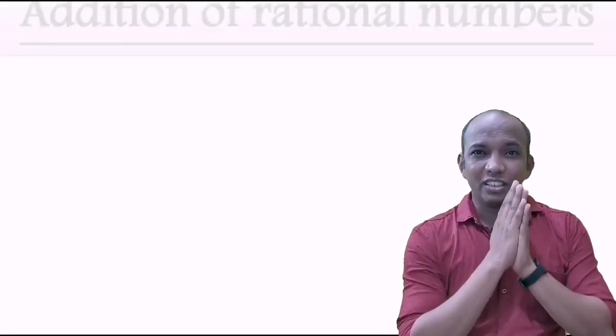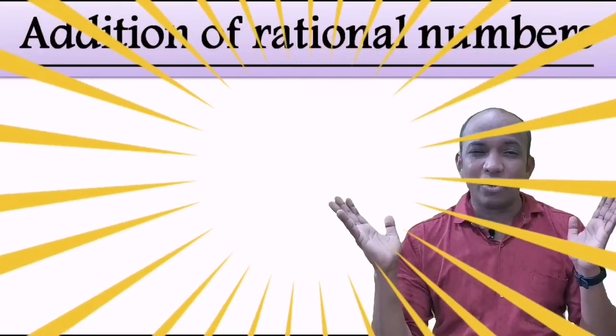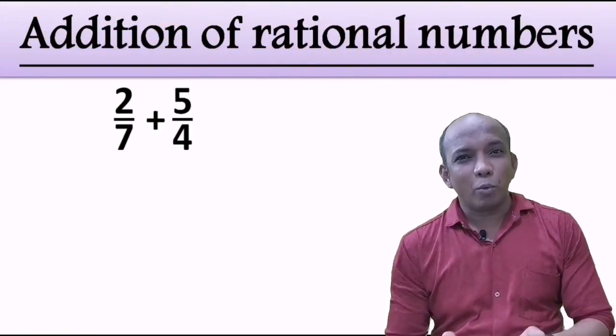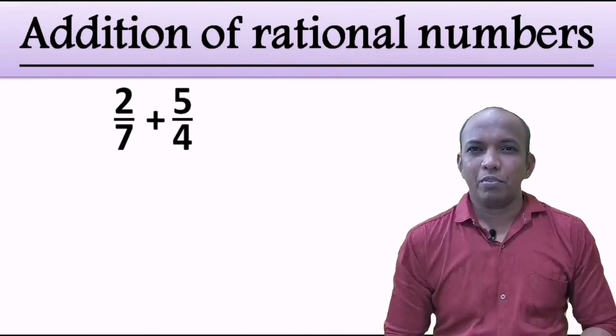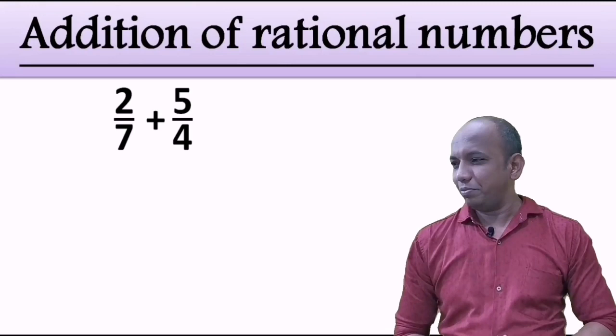The very first operation is addition, and that is the first question on your screen. 2 upon 7 plus 5 upon 4 is what we need to solve. Okay, yes, Sonu, what do you want to say?